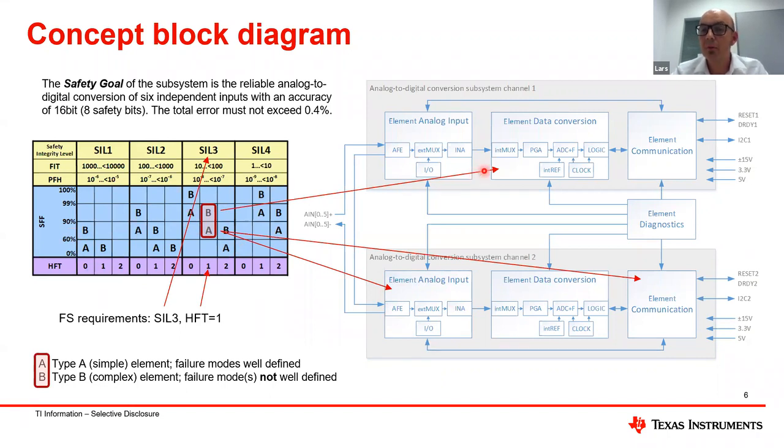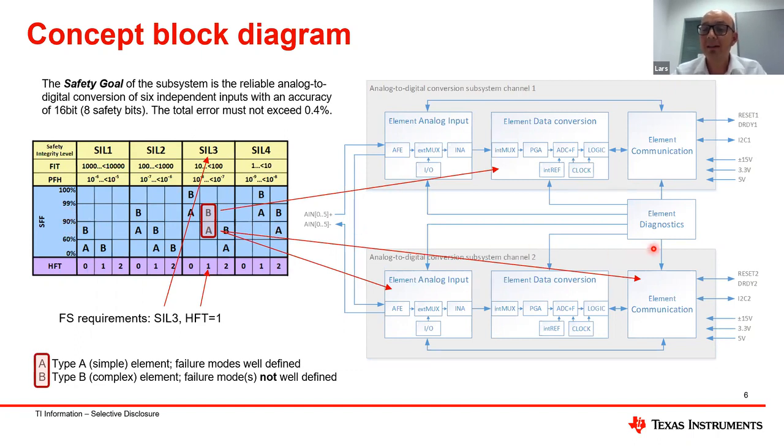For the element data conversion, which is, as I said, the AD converter, which is rated a complex element, we end up one level higher for the safe failure fraction, so we need more than 90%. You sometimes also hear low, medium, and high coverage. So we are in the low for the A elements and in the medium for the B elements.